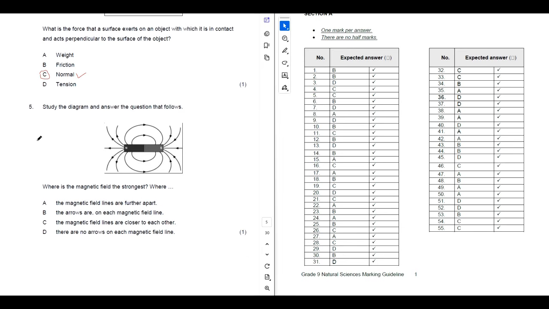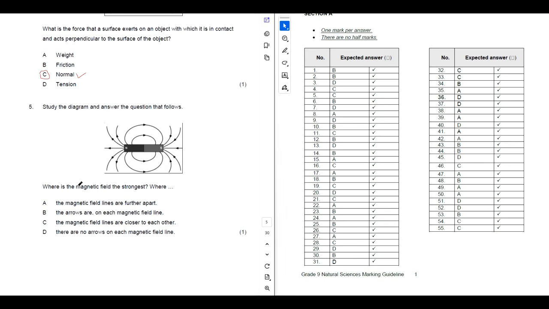So question 5 says to study the diagram and answer the questions that follow. We are asked, where is the magnetic field the strongest? Guys, this is clear, and we should always get these magnetic questions right.